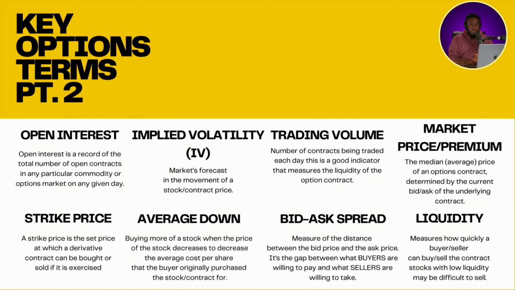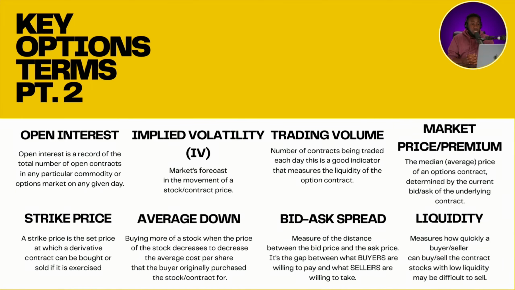Now we have market price or premium, which is the median or average price of an options contract determined by the current bid and ask of the underlying contract. Okay, so when we're talking about the market premium, we're basically saying the bidders are saying one thing, the askers are saying one thing, which is the buyers and sellers. Both sides are asking for a specific price. What is the happy medium? That's what the premium is. That's what the market price is.